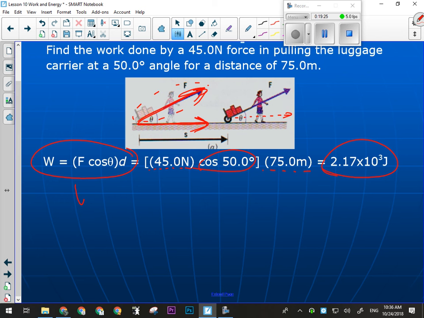And that would just be pulling it at a constant velocity. I'm not changing its energy at all. That's how much energy I would lose to the surroundings because of friction. 2.17 times 10 to the 3 joules worth of energy.